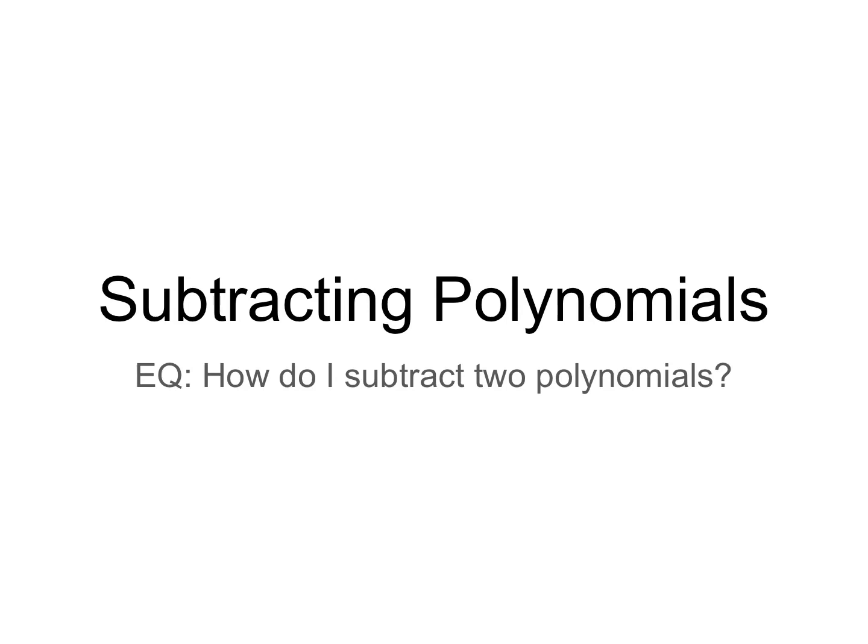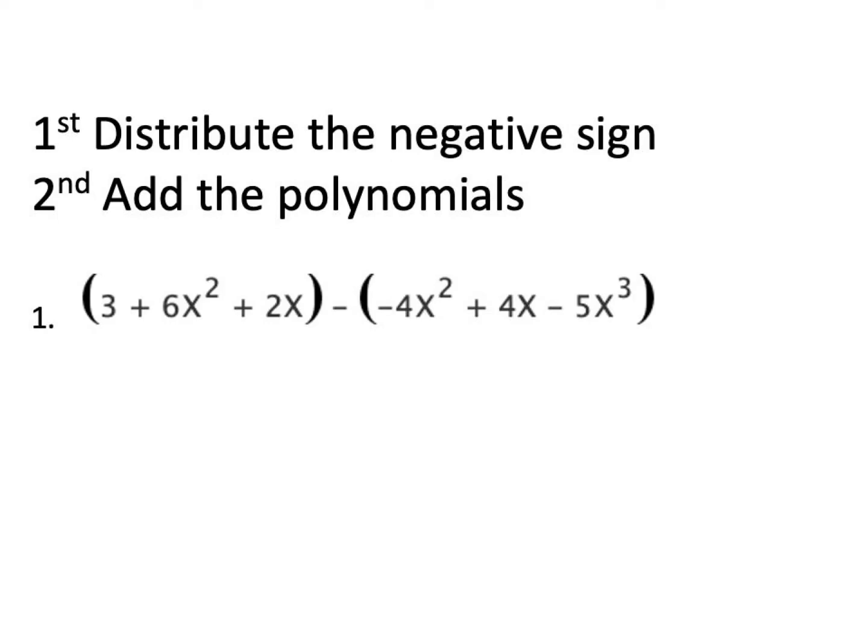In this lesson, we're going to learn how to subtract polynomials. In our first problem, we have a trinomial minus a second trinomial. So what I always do is distribute a negative sign, and then it changes the problem to an addition problem, and you already know how to add. So it's combining two things.